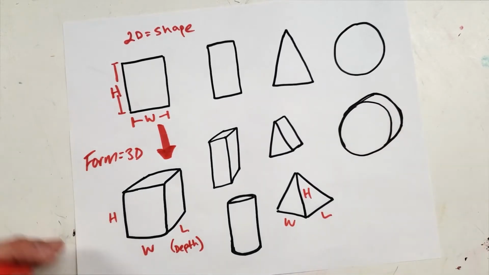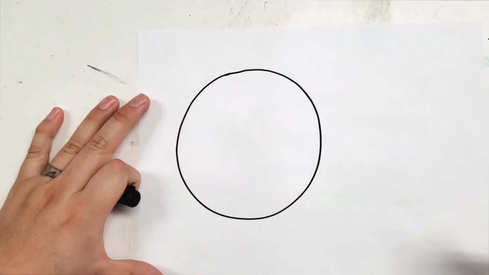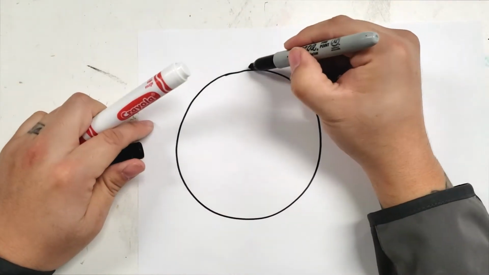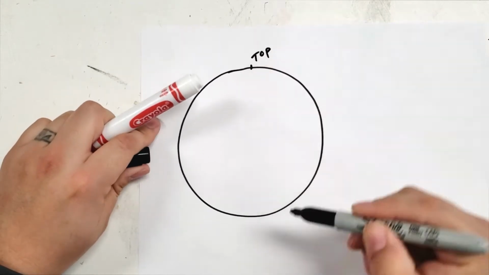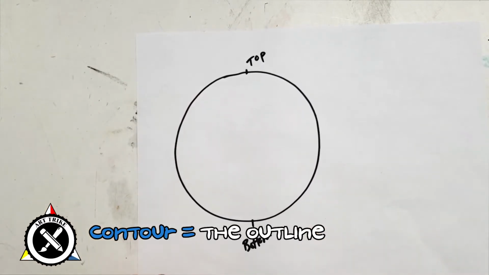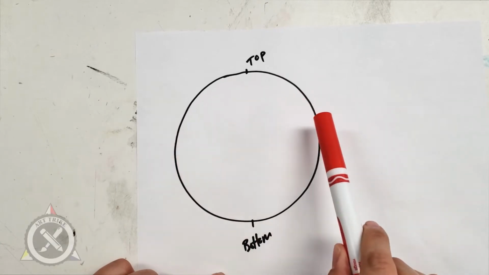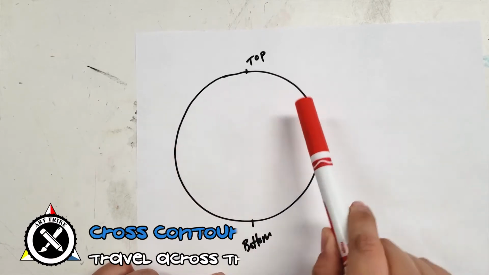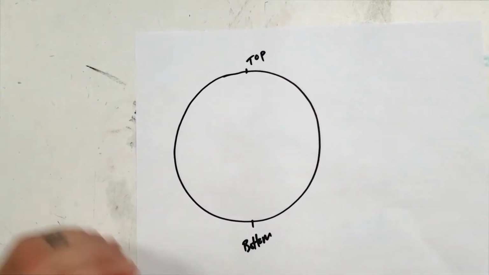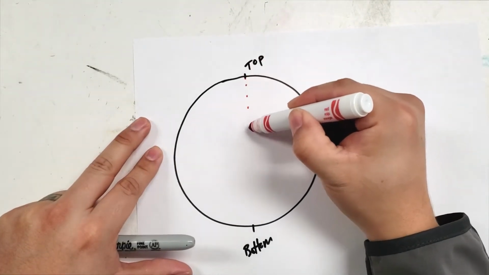Now this is where cross contour comes into play. If we want to create a circle and we want to make it look round on the paper, we can do this by adding some cross contour lines. The contour of a shape or an object is the outline. When we add cross contour, we're basically creating lines that go across from one side of the outline to the other. And when we do this, we have to imagine whether the surface is flat or curved.